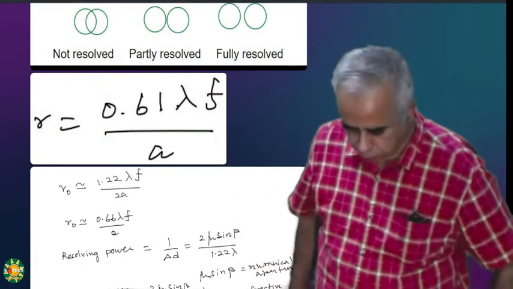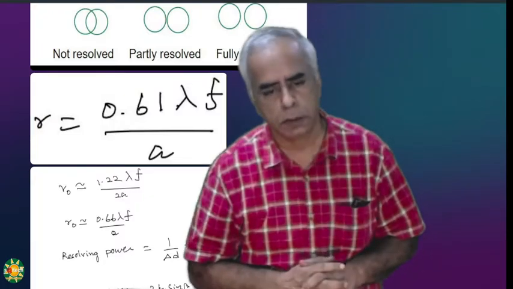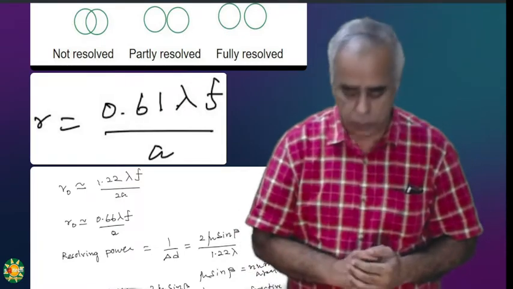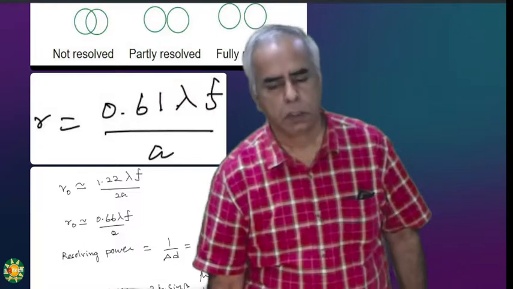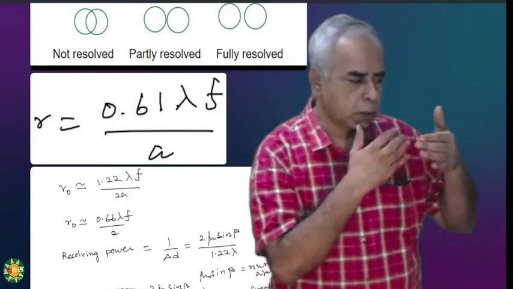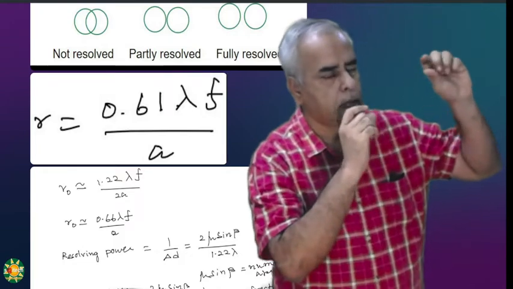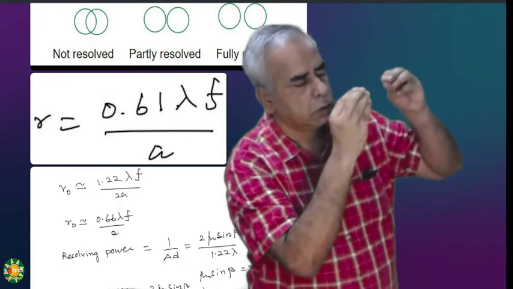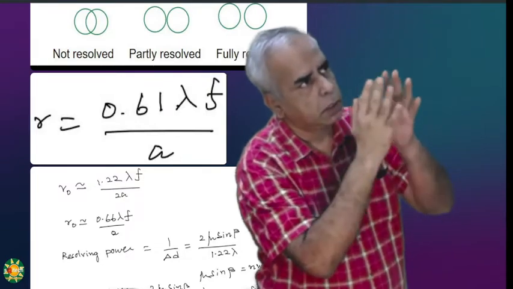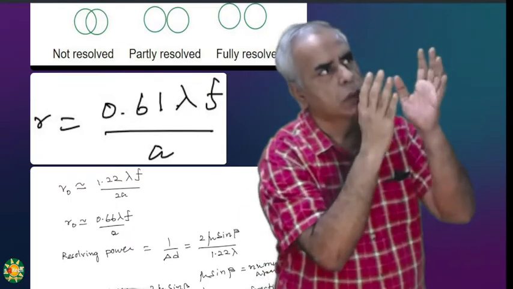Hi students, in this session I'll be explaining the resolving power of an optical device or optical instrument like telescopes, microscopes, etc. Let me imagine a telescope where I am watching a planet, and suppose these two, either planets or stars, are overlapping each other. Then I can say it is not at all resolved.